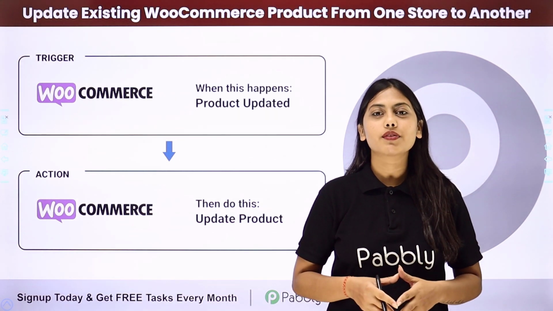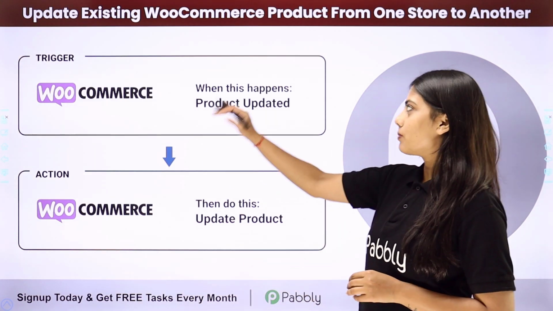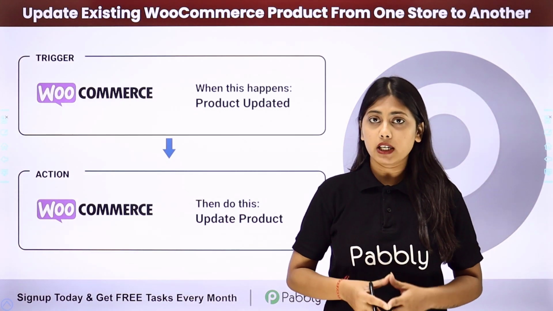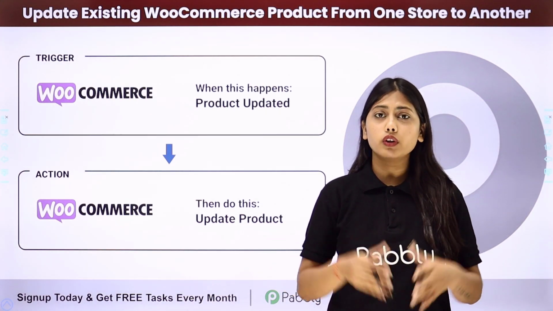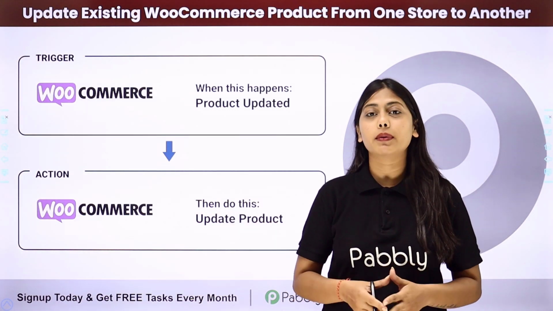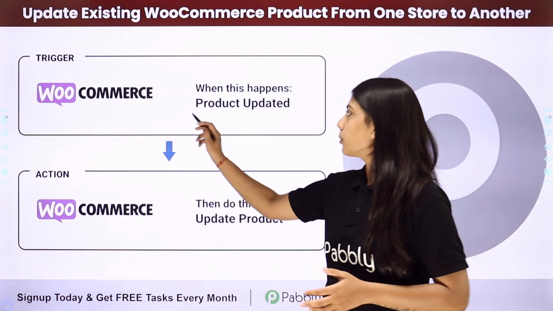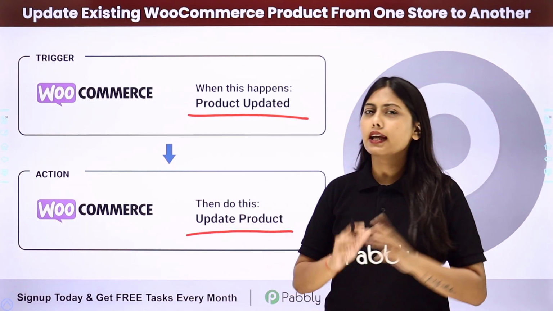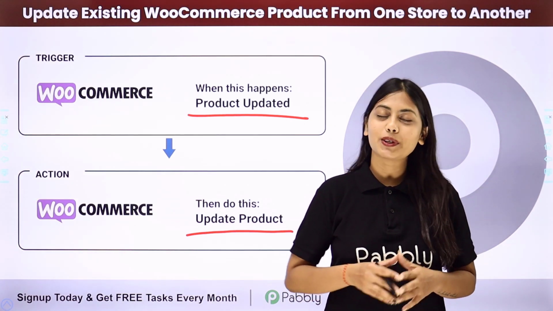Hello everyone, in this video we are going to learn how to update existing WooCommerce products from one store to another. So if you want to update a product from different stores on your WooCommerce, then you can take help from this automation that we are going to create using Pabbly Connect. Here our trigger will be the product updated in one store and our action will be update product in any number of stores. Let us learn how to do that.